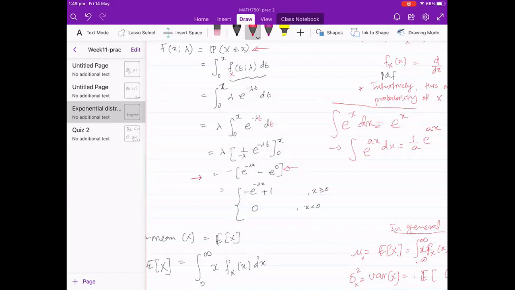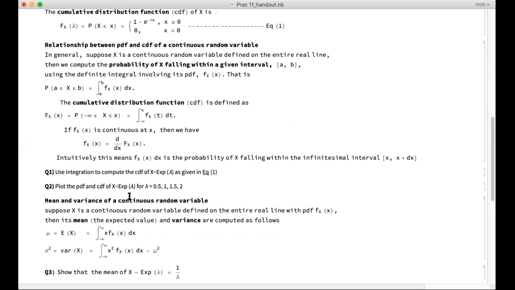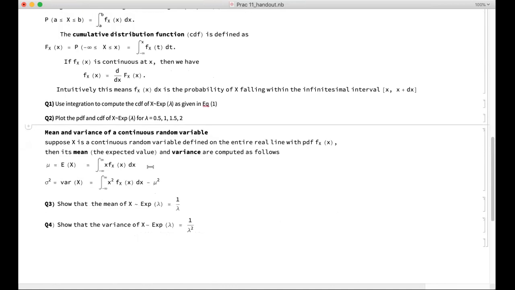All right, let's look at the next part. That's question 1. Question 2 is plotting the CDF and PDF for a given lambda. I've done this before. Let me check it.